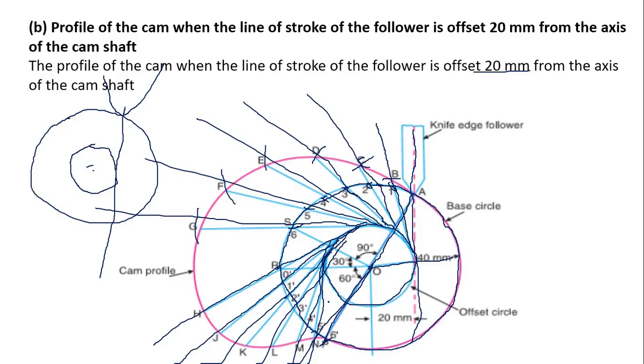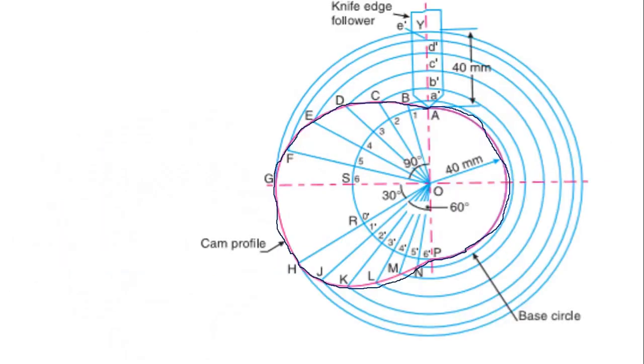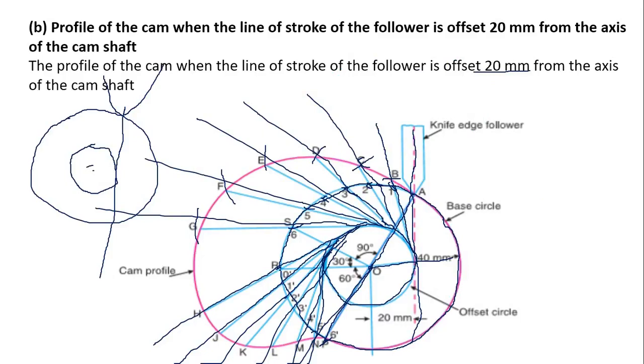Similarly, we have to measure from the displacement diagram the distance in the return stroke. We can see here 0 dash to H, 1 dash to J, 2 dash to K, 3 dash L, 4 dash M, 5 dash N, and 6 and P will be the same point. Now student, put the compass here and cut the distance which is equal to H. Put the compass here at the 1 dash, similarly up to the 6 dash at the P distance.